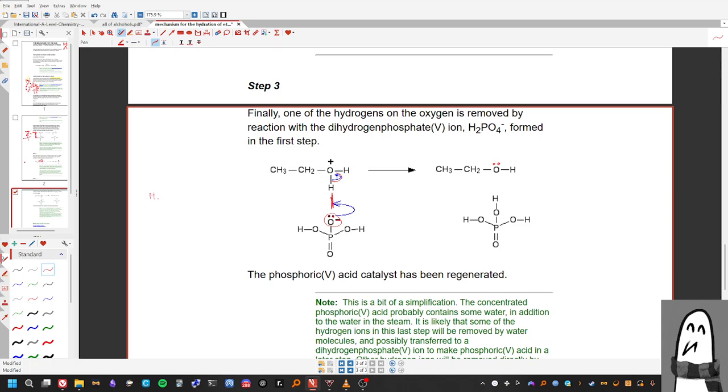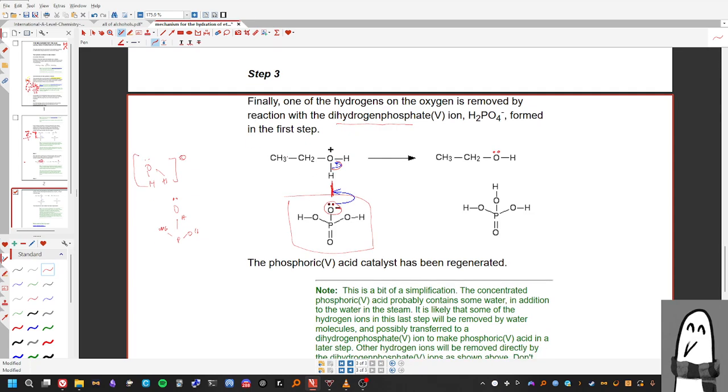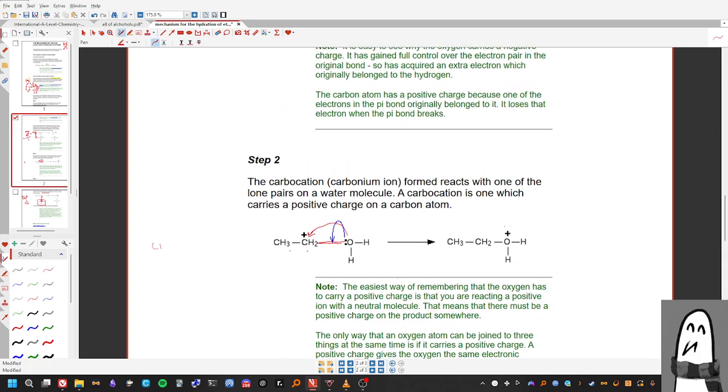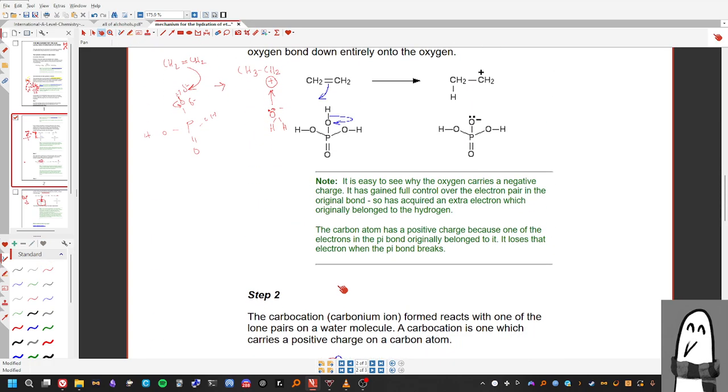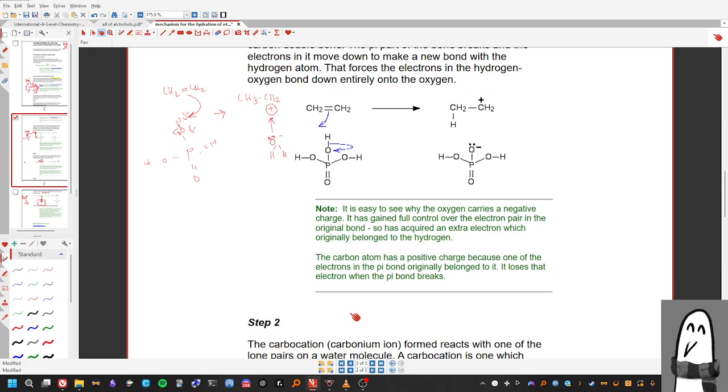So on your H2O, you had it like this. This is overall a neutral thing. But then when you have your O, P, OH, OH, with your double bond on your H. Oh wait, this is not a phosphate group. This is a dihydrogen phosphate group. Is it the one that we removed the H from? I believe so. Yep, it is.